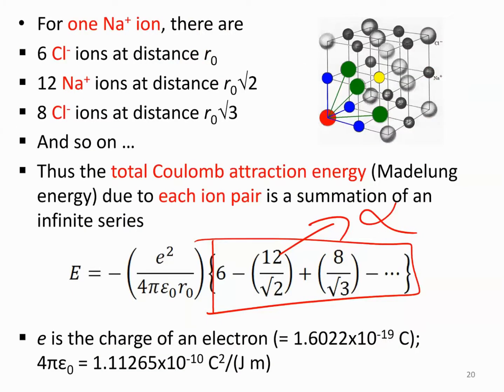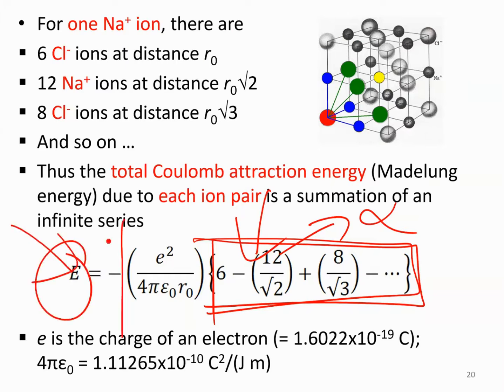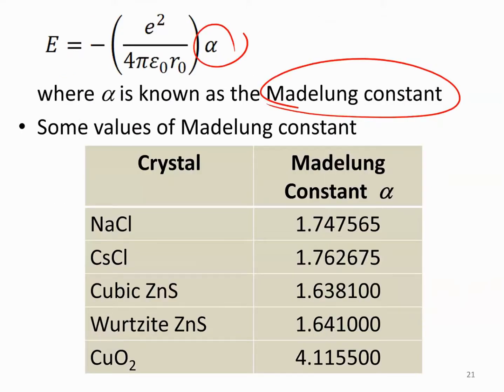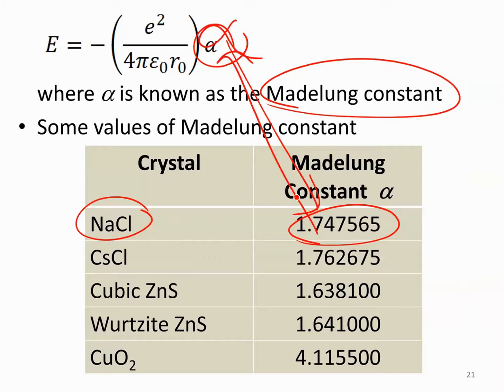If I ask you to calculate the Madelung constant, then you just need to solve this part. If I ask you to calculate the Madelung energy, then you need to solve the whole equation. So this is the difference. Here I give you some example values of the Madelung constant. For sodium chloride, the Madelung constant is 1.747565. So this alpha equals 1.7475.